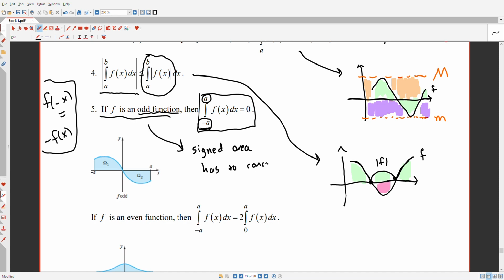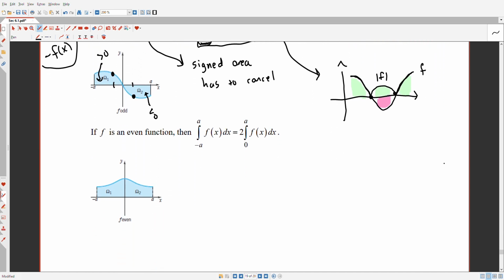Right, and I have a nice little picture here. Here is a picture of a type of odd function. It's odd because the y value here is negative of the negative x value. And when you do this, what you end up with is a bunch of negative signed area that will cancel out perfectly all of this positive signed area.